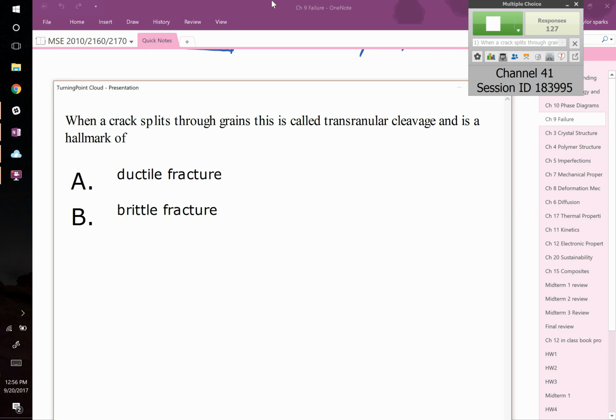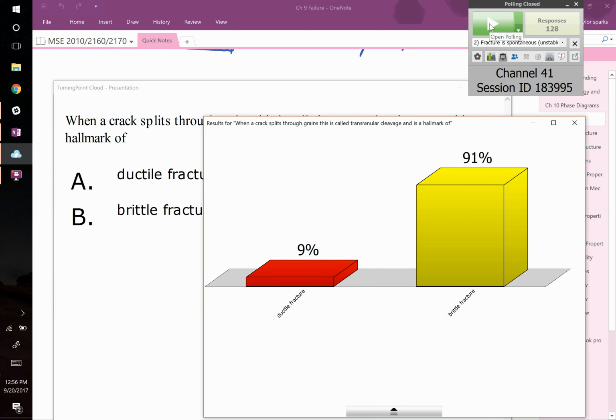Okay, answers in. We're going to wrap up this poll. If it's a flatter surface, that is definitely brittle.